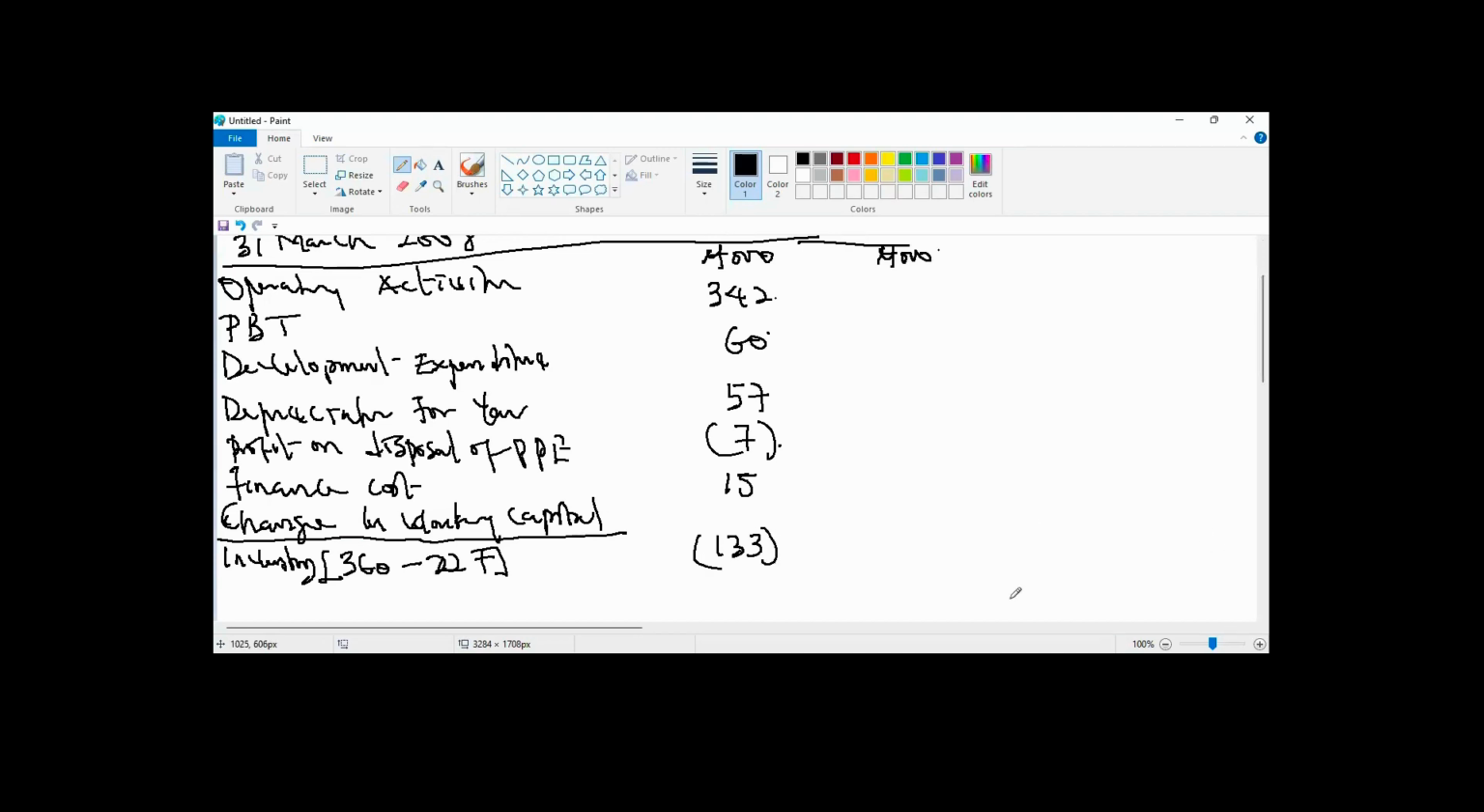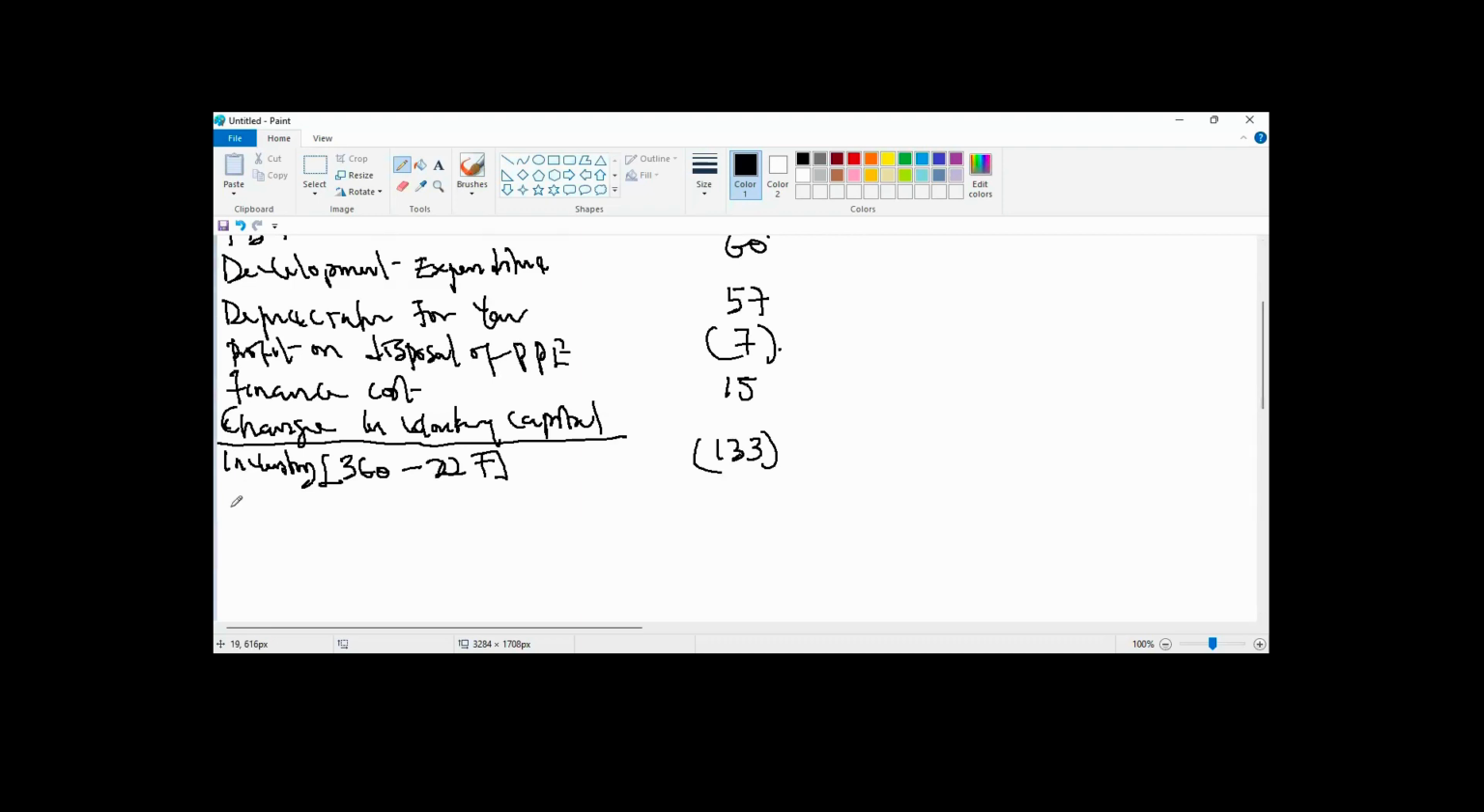Next, I'll go to the trade receivables. What is the trade receivable at the beginning? 324. At the end, it's 274. It has decreased: 324 minus 274. A decrease in current assets means cash inflow. What is the inflow now? 50.